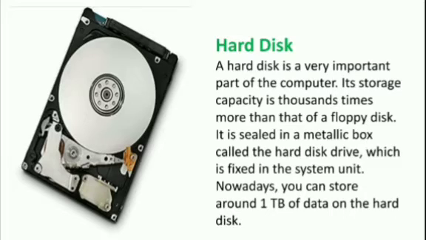The next is hard disk. Hard disk is a very important part of the computer. Its storage capacity is thousands of times more than that of a floppy disk. It is sealed in a metallic box called the hard disk drive, which is fixed in the system unit. Nowadays you can store around 1 TB of data on the hard disk. The hard disk holds the operating system of the computer, such as Windows 7, application programs such as Microsoft Word, Excel, PowerPoint, and our data files also.